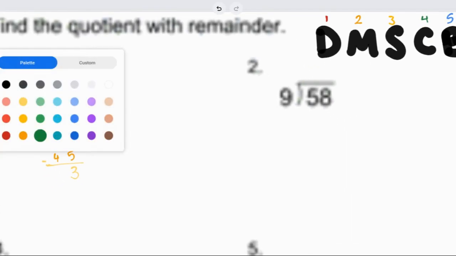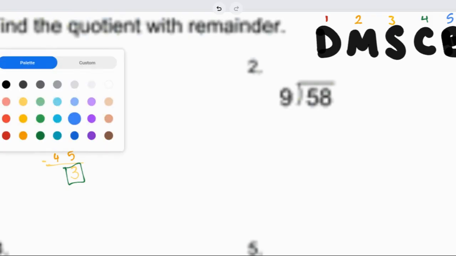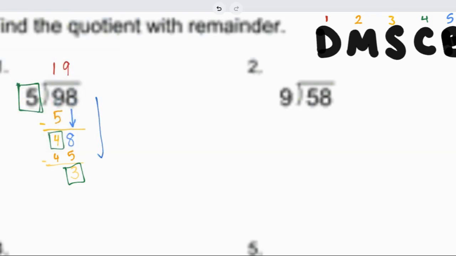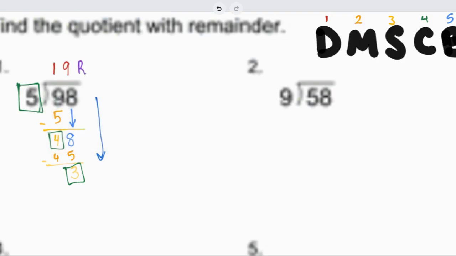Next, we're going to check, is 3 smaller than 5? Yes, it is. So now we can move on to our next step, which would be to bring down. But since we don't have anything to bring down, we can't go further than this, which means that the R is not going to be repeat, but instead here, remainder. So what is the remainder? What is left over? If you said 3, good job. That's your answer. 19, remainder 3.